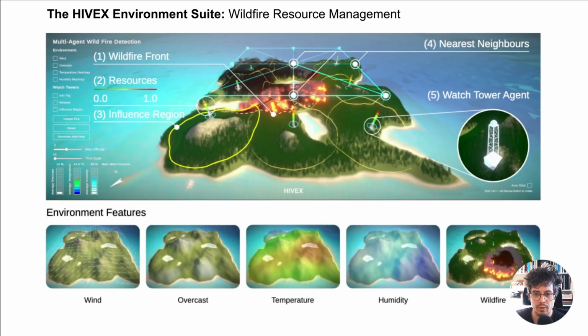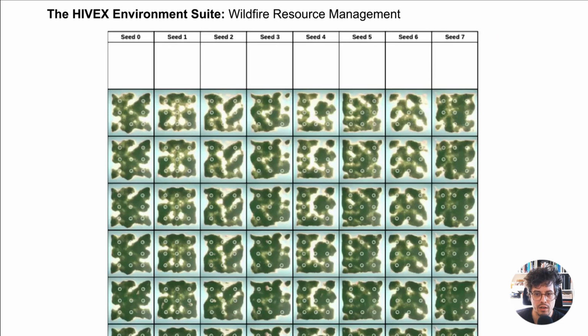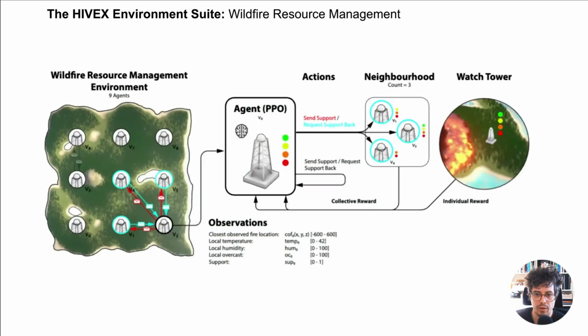The second environment is Wildfire Resource Management. Here we procedurally generate terrain and also include dynamic features such as wind field, overcast, temperature, humidity, and terrain steepness. Combinations of these conditions support or hinder the growth of the wildfire. This is an example set of the procedurally generated terrain with increasing terrain elevation levels towards the bottom.